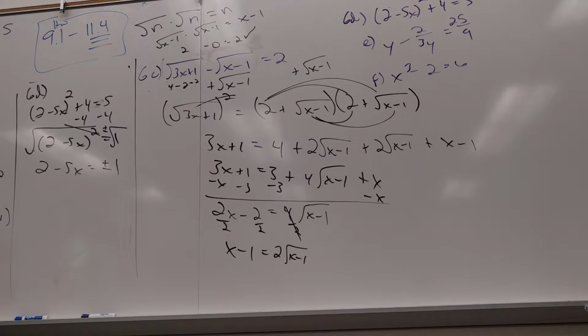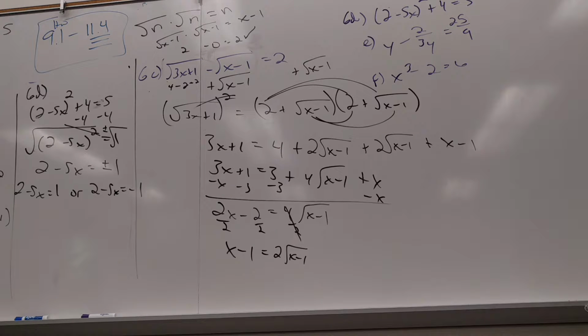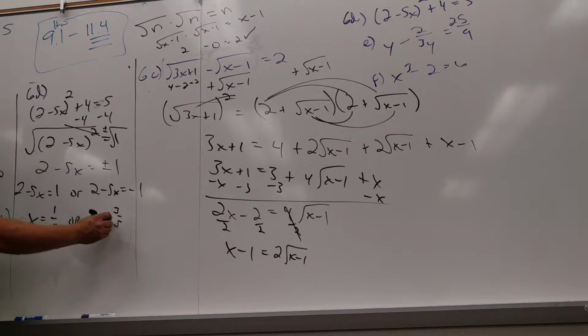Now, the correct way to proceed is to break this up. Because what could 2 minus 5x equal? It could equal 1, or it could equal negative 1. Right? That's what it says. 2 minus 5x equals plus or minus 1. Now you can solve each of those. Get your 2 answers. Why does it make sense that there's 2 answers? Squared, right? It's a squared thing. Should be 2 answers. So I get x equals 1/5, or x equals 3/5.